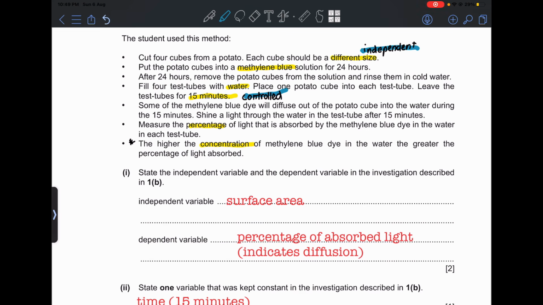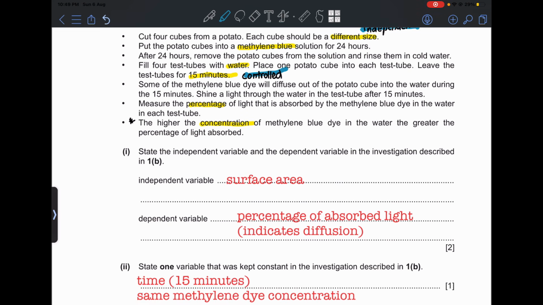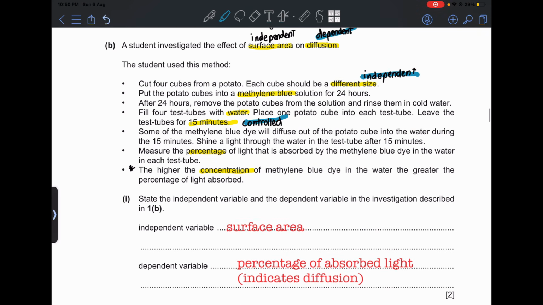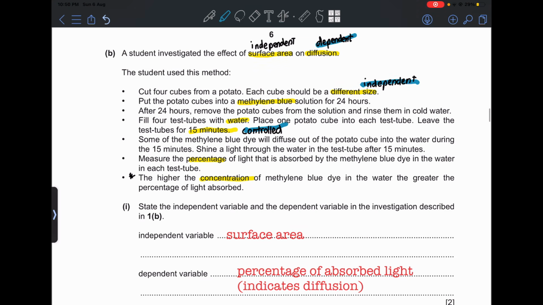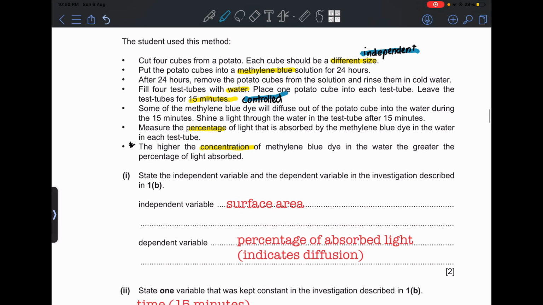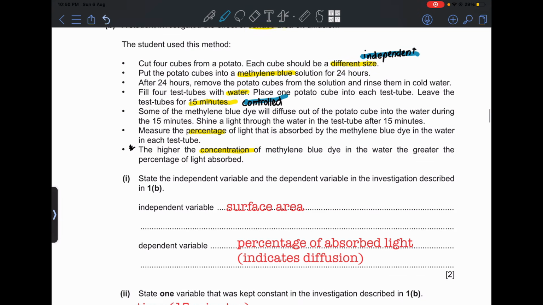Shine a light through the water into the test tube after 15 minutes. Measure the percentage of light that is absorbed by the methylene blue dye in the water in each test tube. This is a very important point. It says that the higher the concentration of methylene blue dye in the water, the greater the percentage of light absorbed. So, I say state the independent variable and the dependent variable in the investigation. This is something that we have marked down when we were reading. It is the surface area and the percentage of absorbed light.